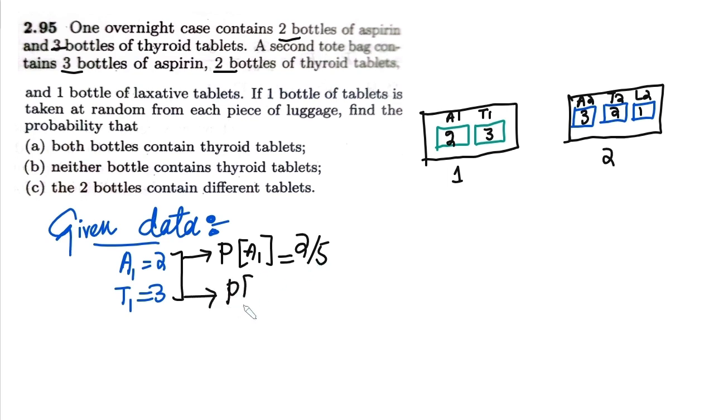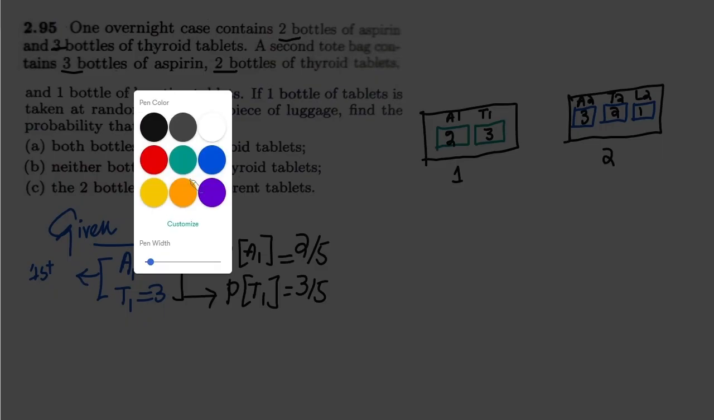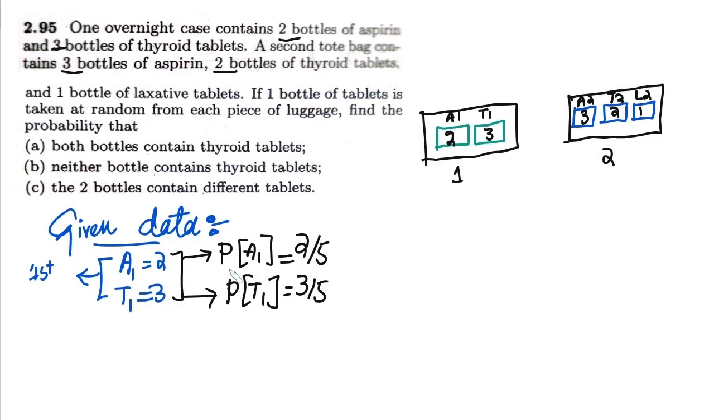Similarly, the probability of the selection of T1 is the number of T1 bottles in bag 1 divided by the total number of bottles, so this is 3 by 5. This is for the first bag. For the second one, let me use this color. For the second one we have A2 equal to 3, T2 equal to 2, and L2 which is 1. This is for the second bag.